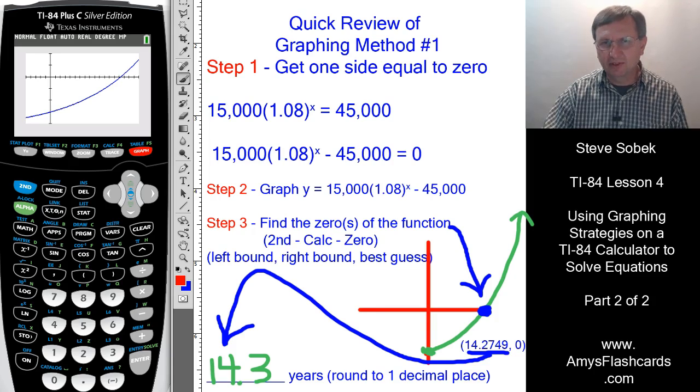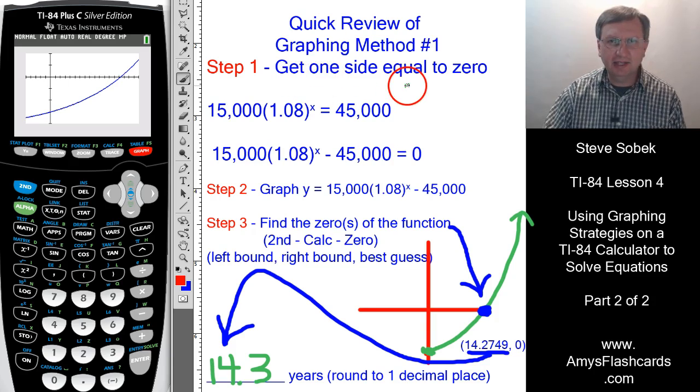This is the fourth lesson in a series of videos on how to use the TI-84 graphics calculator. In our last lesson, we were using a graphing method to solve equations. And in today's lesson, we're going to review method 1 and then go on to method 2. We're going to go through 2 examples, and I think that's all you'll need. It's amazing how easy it is to solve either simple or very complex equations using these graphing methods. All right, so let's delve right into it.